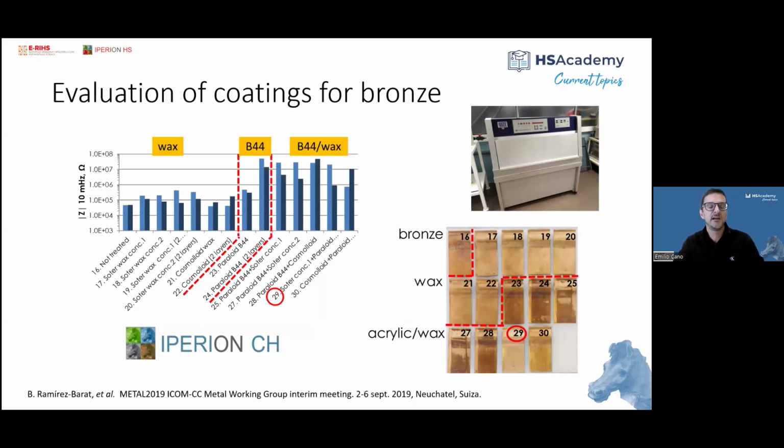And as you can see here in the top left, I am presenting in this histogram the modulus of the impedance of the different coating systems: waxes, Paraloid B42, and the combination of both. And you can see how we can compare the performance of the different coatings. You see, for instance, that this double layer, this double system, in all cases has like 2 orders of magnitude higher impedance than the wax alone. The wax alone hardly improves the corrosion resistance of the surface. And we can also compare, in the light blue and dark blue, the behavior of the coatings before and after the artificial aging.